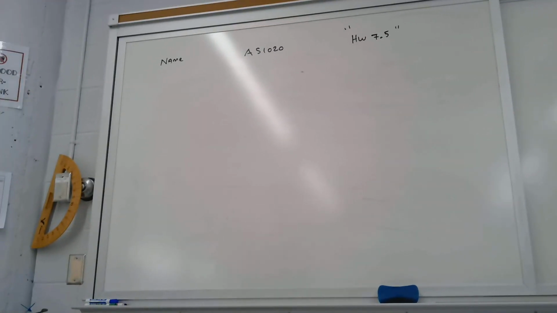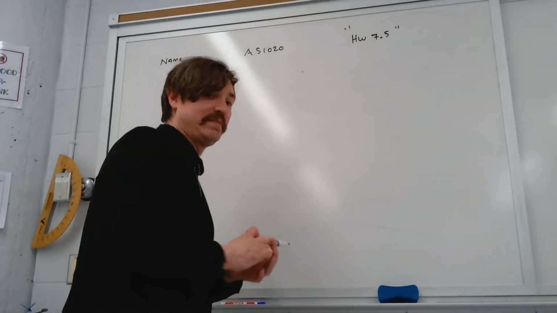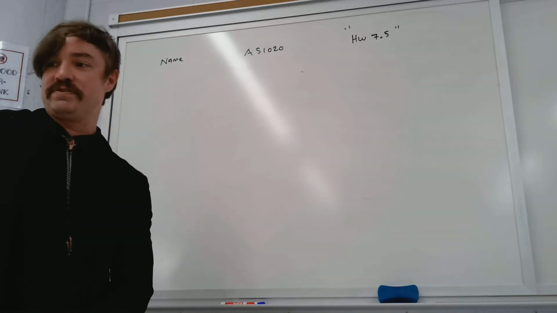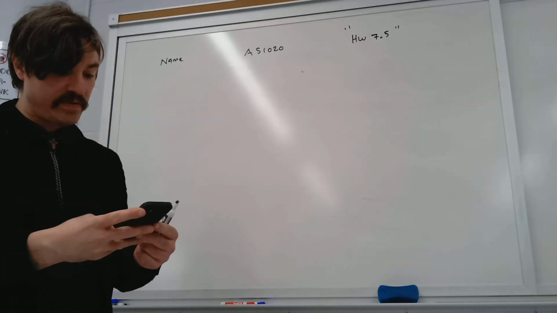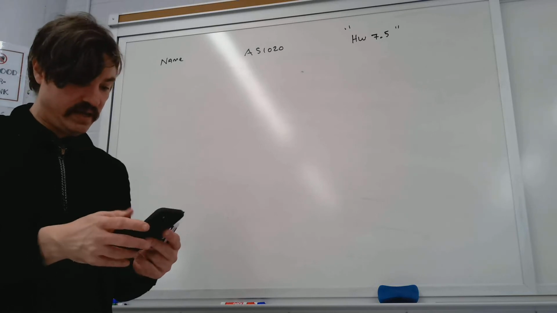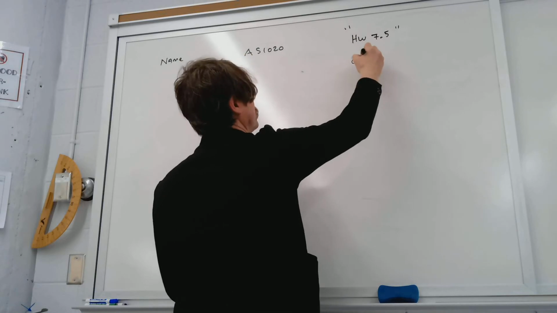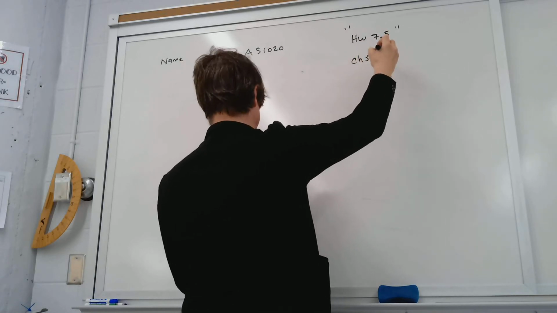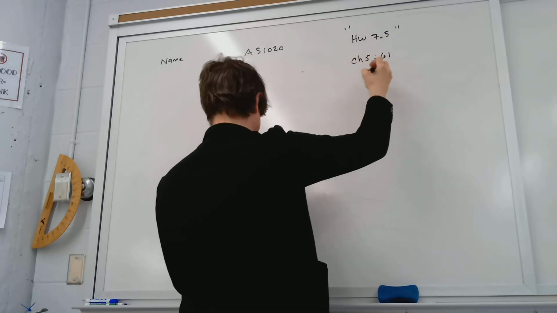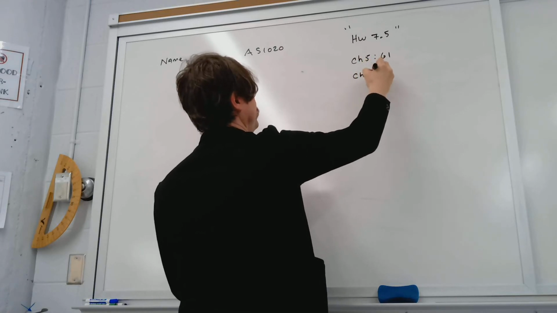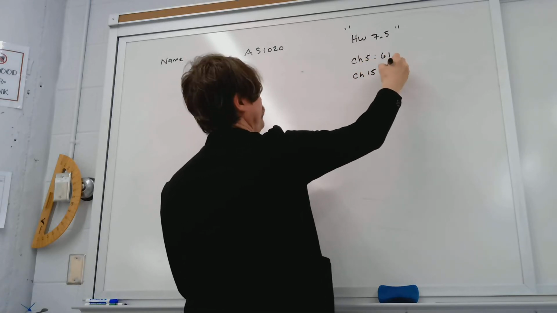All right, so here we go. The problems that we're going to be doing, hold on, I've got them on my phone, are problems from chapters 15, 16, and a special problem, the Doppler shift. So we have chapter 5, number 61. We have from chapter 15, number 58.